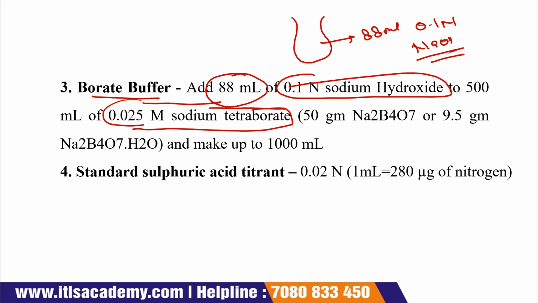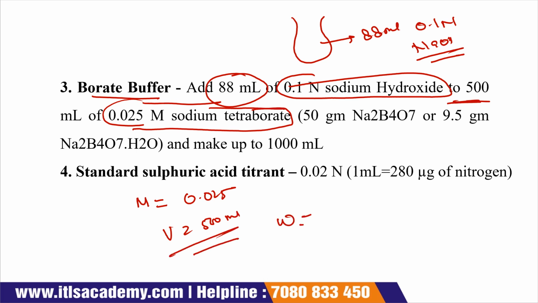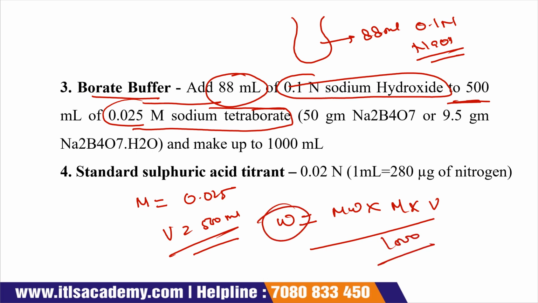Okay, so how do we calculate the amount of sodium tetraborate? We all know that the molarity of the sodium tetraborate is 0.025, and the volume is 500 ml. We all know that the formula is W equals molecular weight into molarity into volume required, divided by 1000. When we put all the values into it, we get the weight of the sodium tetraborate.